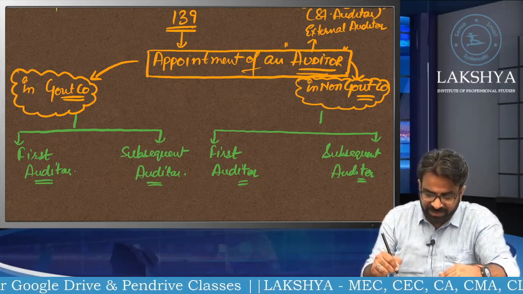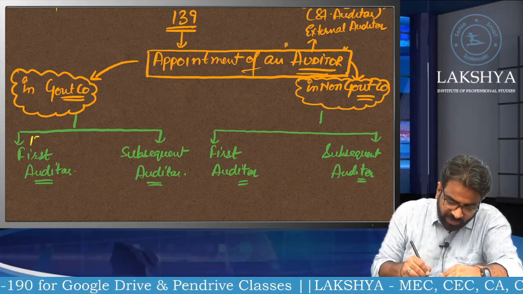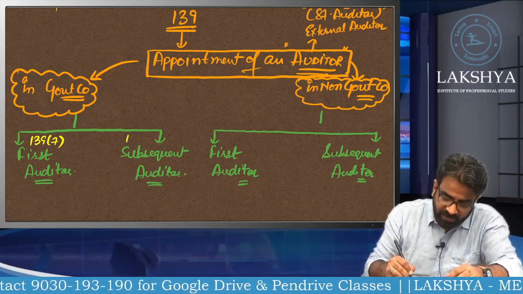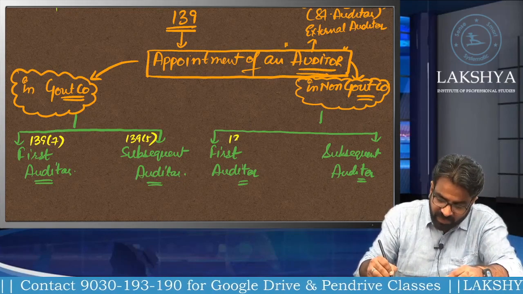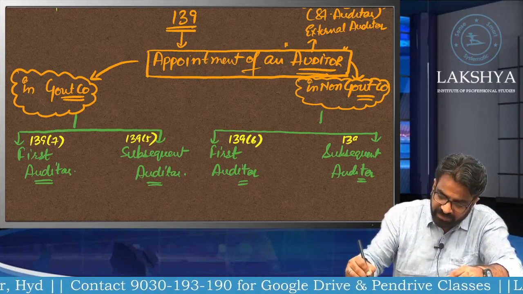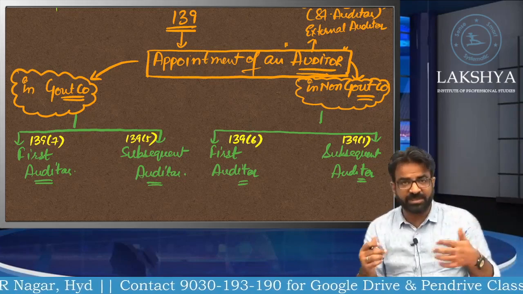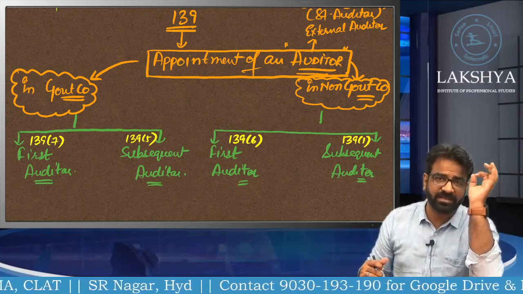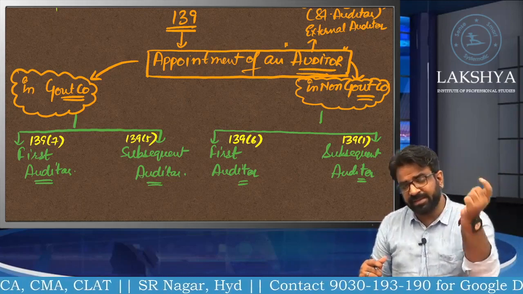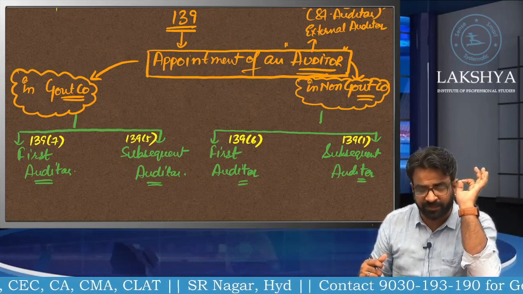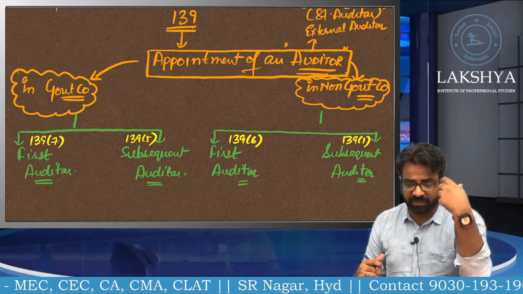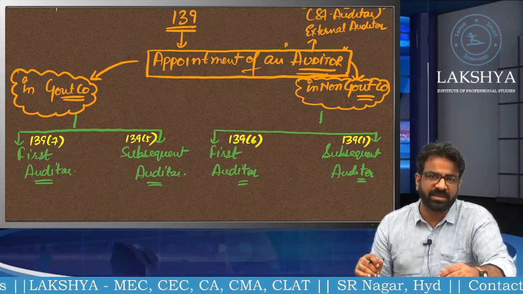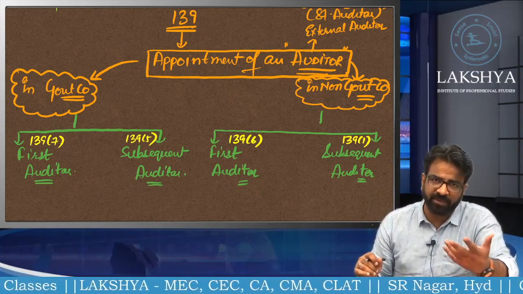So let's learn the subsections in these. This is 139 subsection 7. This is 139 subsection 5. This is 139 subsection 6. And this is 139 subsection 1. Repeat now. The appointment of the first auditor of the government company is included in section 139, subsection 7. The subsequent auditor of the government company is included in section 139, subsection 5. The first auditor of the non-government company is covered in section 139, subsection 6. And the subsequent auditor of the non-government company is covered in section 139, subsection 1. I hope everyone is crystal clear.